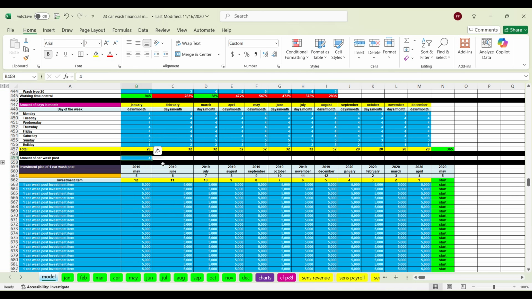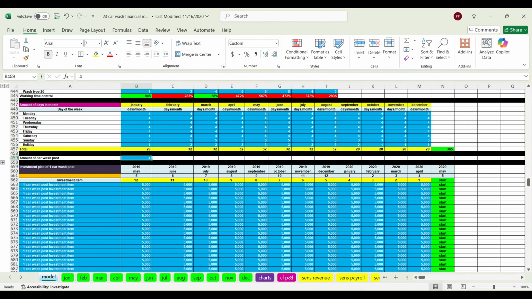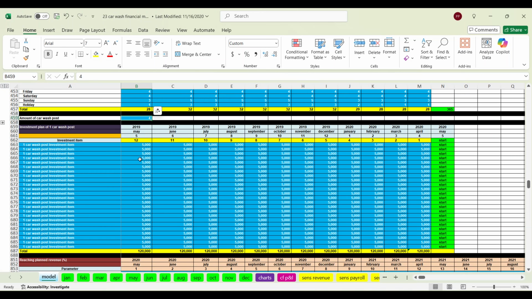Here we can specify how many car wash posts we have. By posts I mean this, so 1 post, 2, 3, 4. So how many posts per car wash are we going to have? So here we're describing the scale of your business. So here we specify how many posts you have, and then we have two types of investment plan. The first investment plan we need to specify for 1 post.